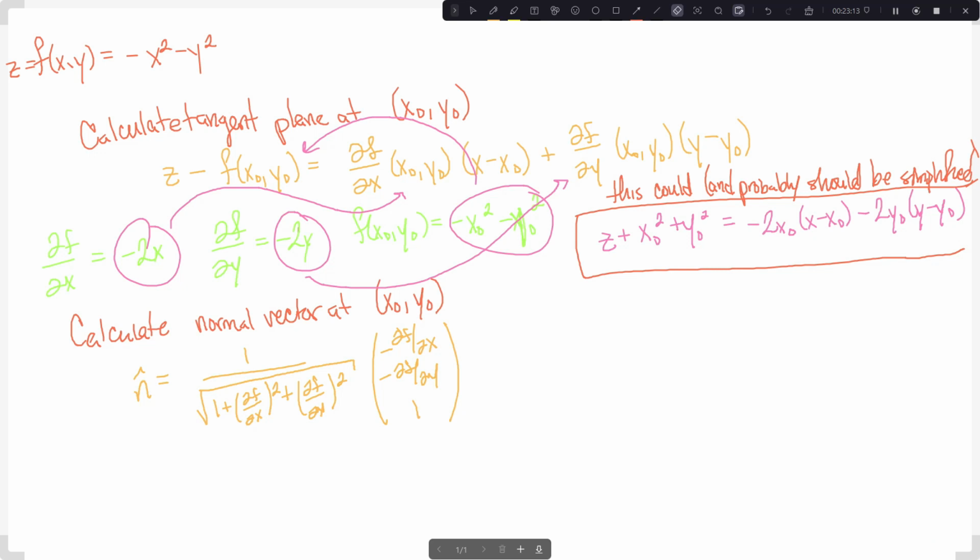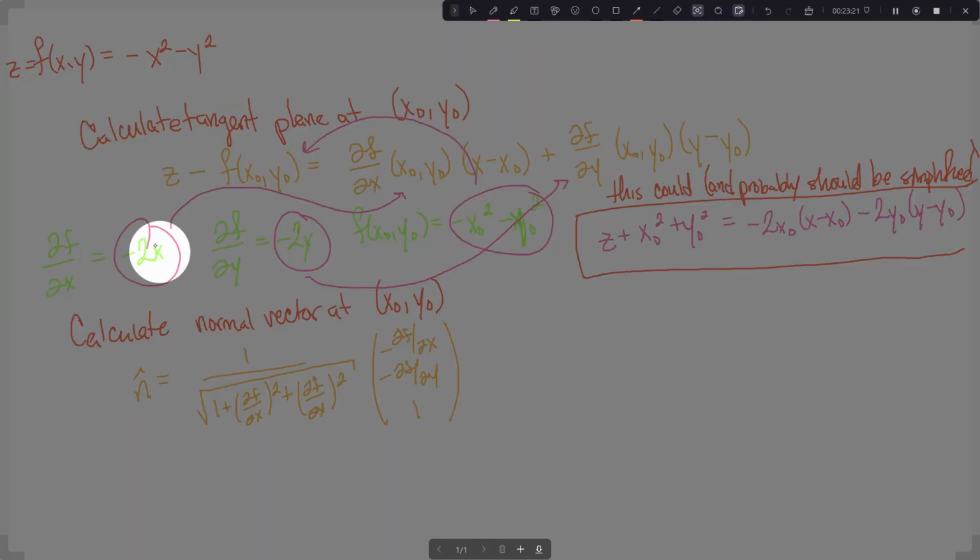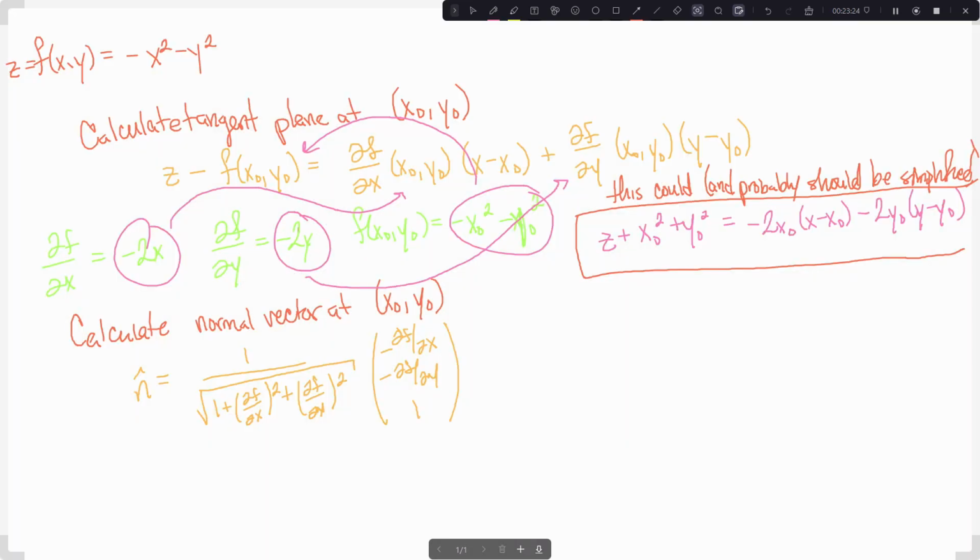Let's erase some of these. Okay, so we've already calculated the partials, which is really nice. So partial f partial x is minus 2x, partial f partial y is minus 2y. So I'm just going to plug each and every one of these into my normal vector equation, all at the point x naught, y naught. Okay, so we do have to evaluate each of those at our specific point.